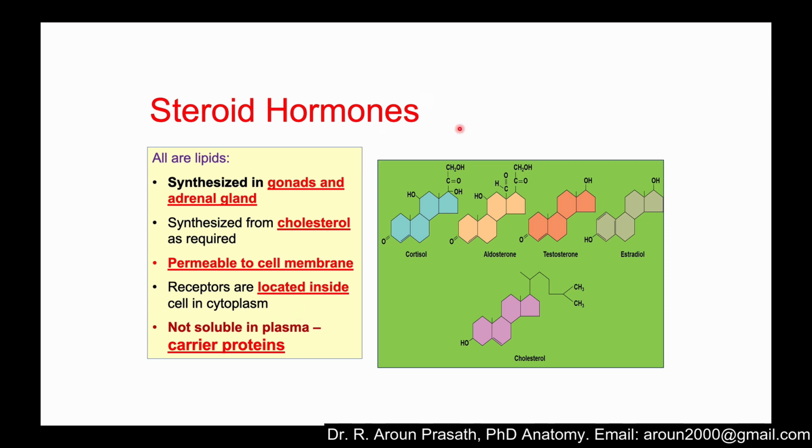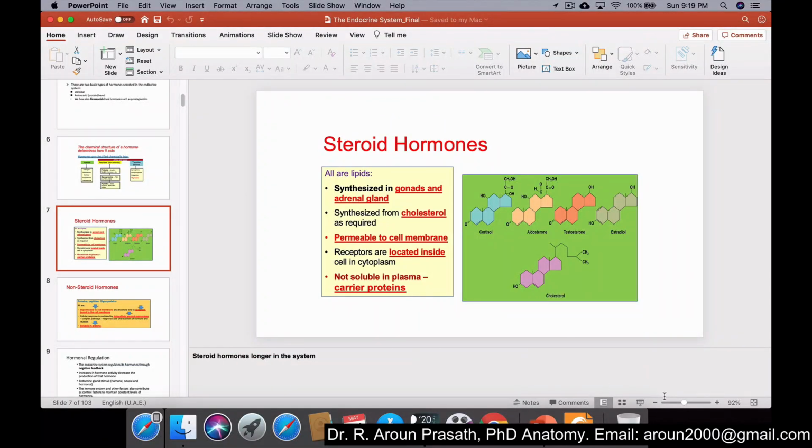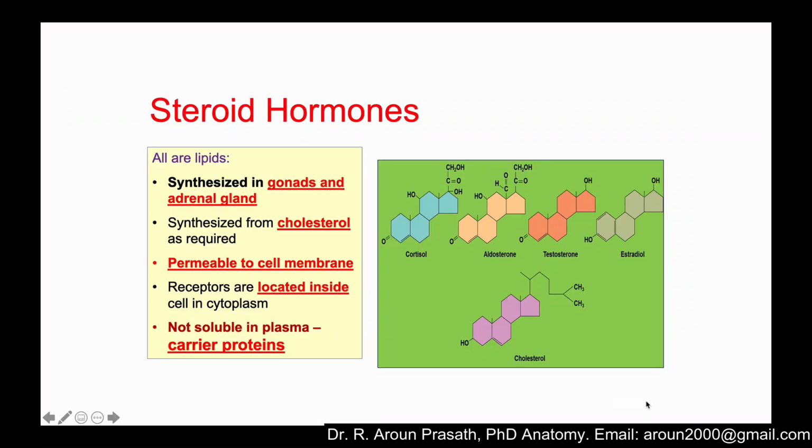And here you can see the various chemical structures of each hormone. For example, how the chemical structure of cortisol is, aldosterone, testosterone, estradiol, and cholesterol. Okay, so let's go to the next topic.